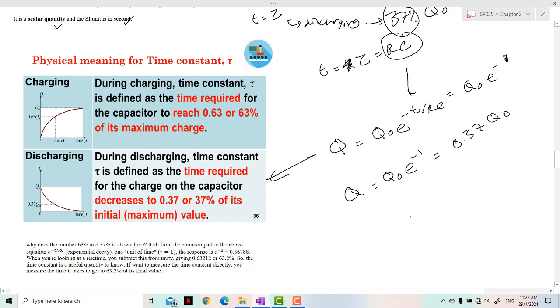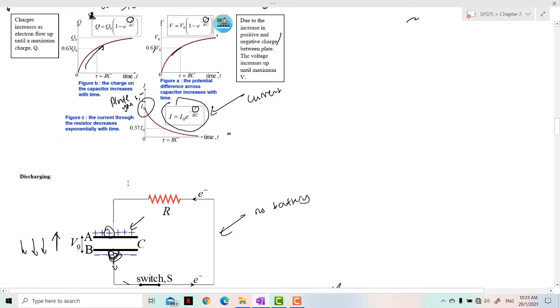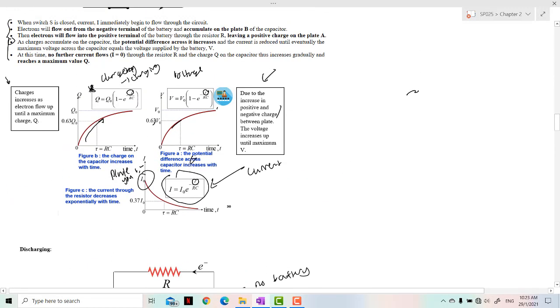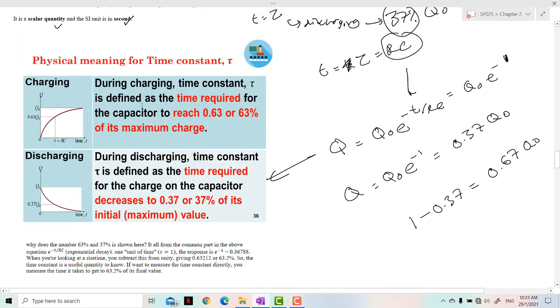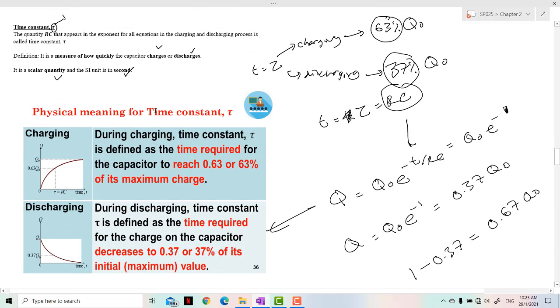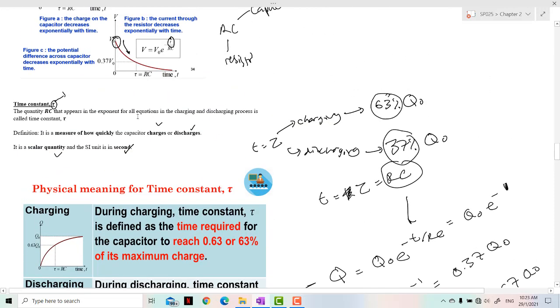For charging, it's basically 1 minus 0.37, which equals 0.63. So that's why in our charging earlier there was a 1 minus. As you can see here, the 1 minus refers to this, because this one would yield 0.37. So for the charging part, you'll get 63%. Okay, that's where the 63% and 37% come from. So that's how it is defined.